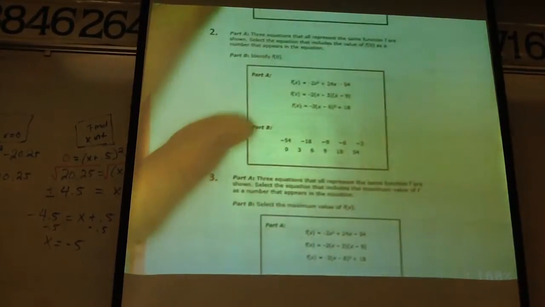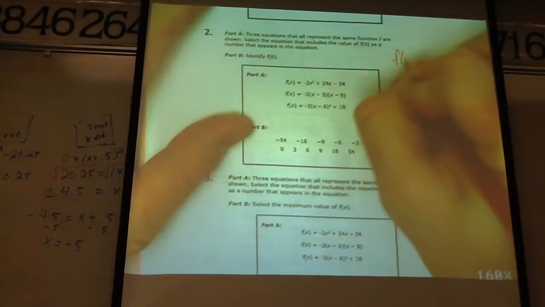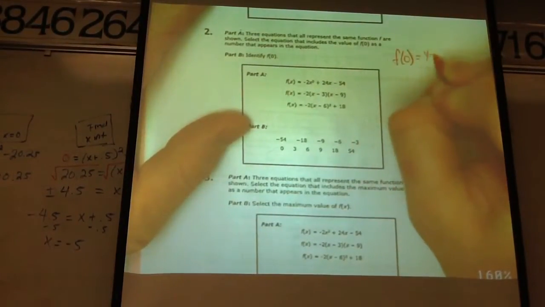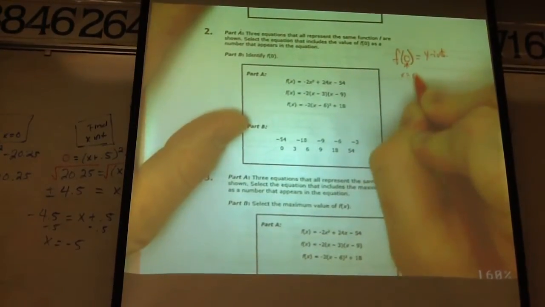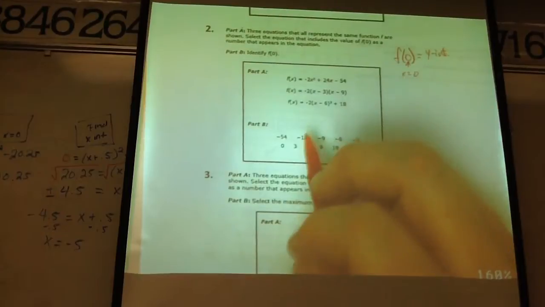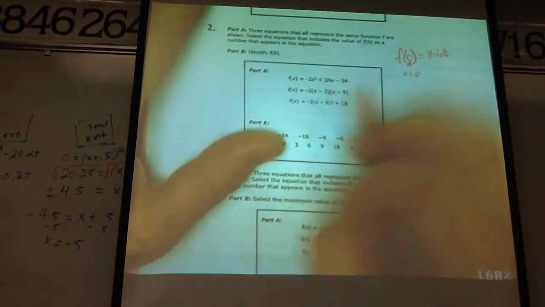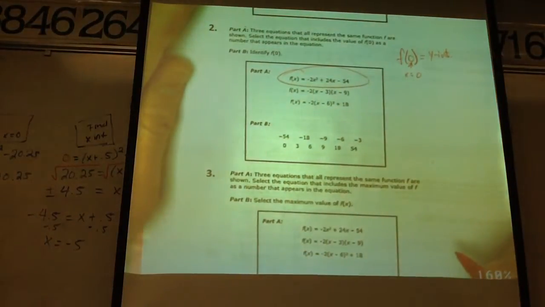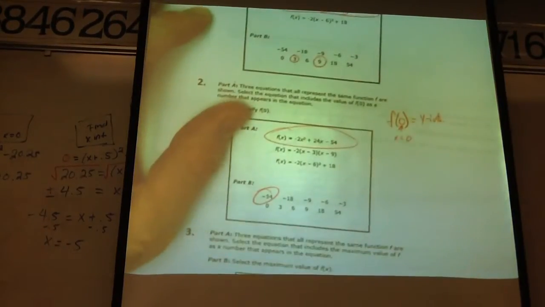Next one, which one is this? Shows f of 0. What's f of 0 mean? Standard form. Y-intercept. Yes, because that's when x is 0. And so, which one shows the y-intercept easily? The first one. Plug in 0 for x. So what is the y-intercept? Negative 54. Do not change the sign. Just plug in 0 for x.